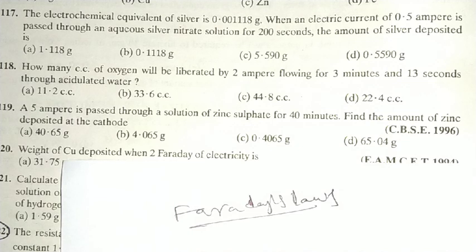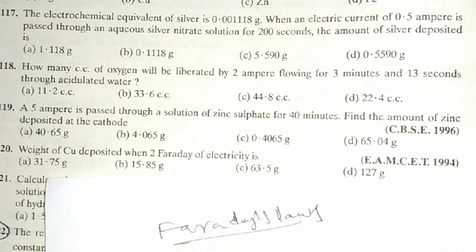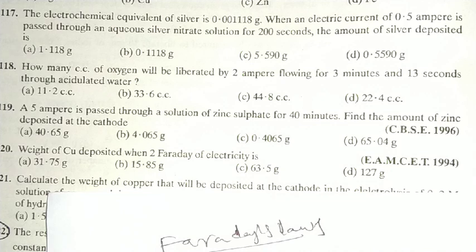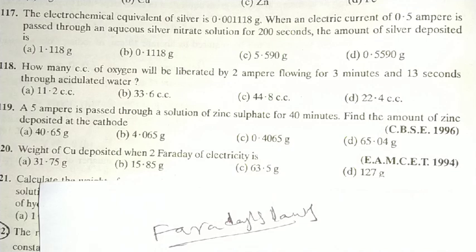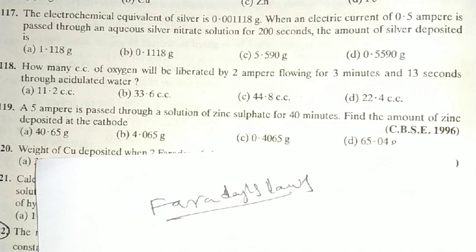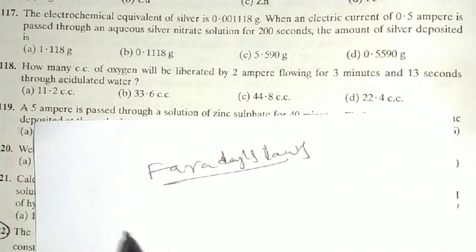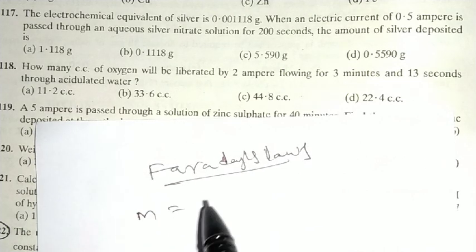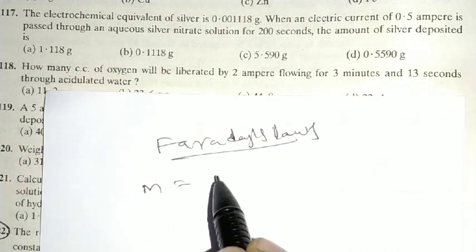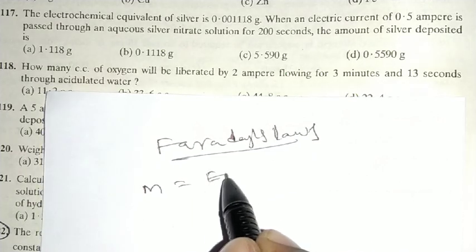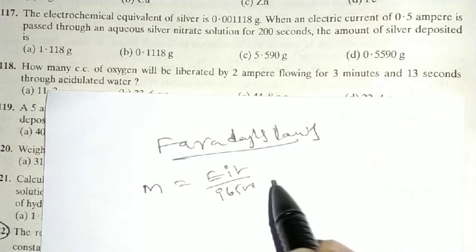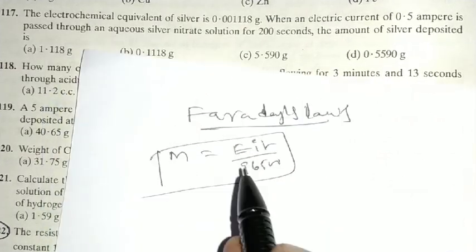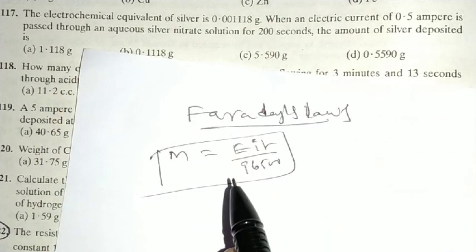Let us remind the basic definition of Faraday's first law. The mass of the substance deposited or liberated at any electrode is directly proportional to the quantity of electricity or charge passed through it. As per that, the formula is: mass of the substance deposited at the cathode equals E into I into T by 96,500 coulombs. So this is the basic formula.